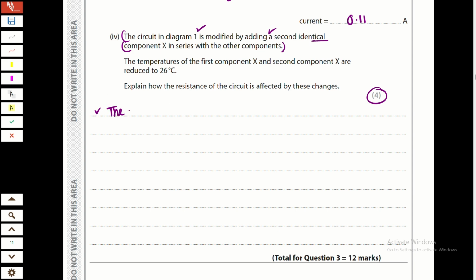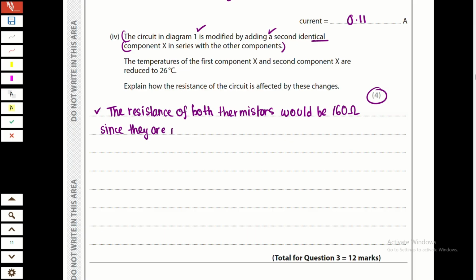The first point would be the resistance of both thermistors would be 160 ohms. The resistance of both thermistors would be 160 ohms since they are identical. Alright, that's the first point.